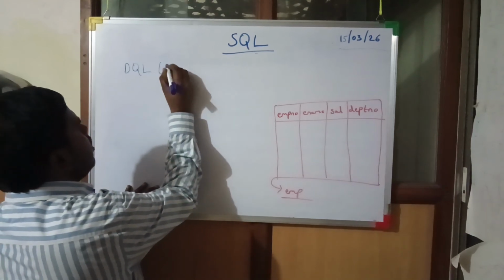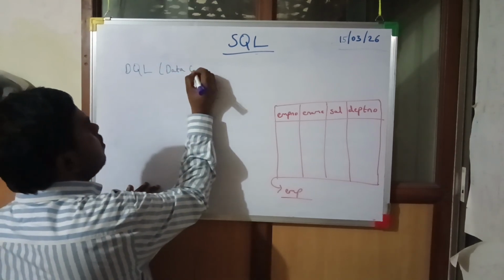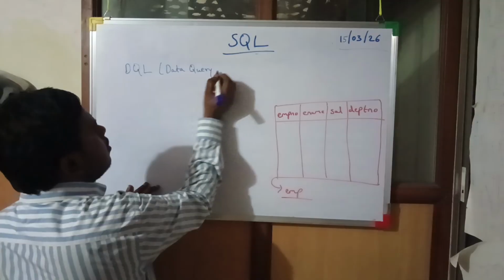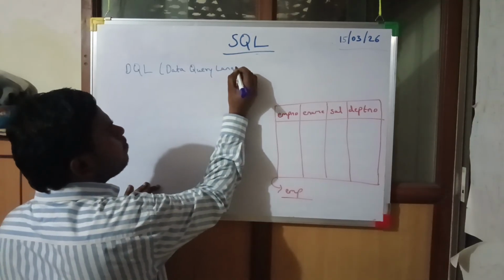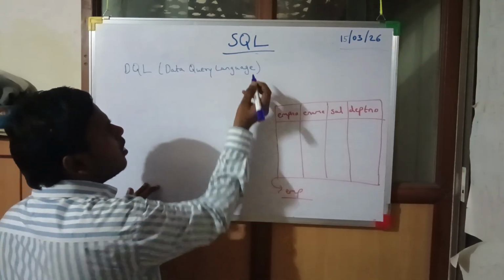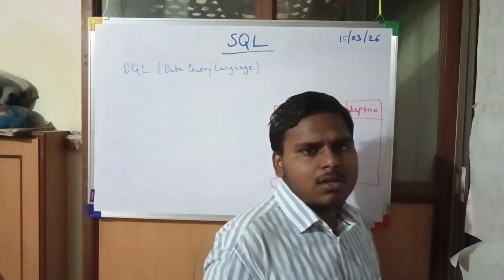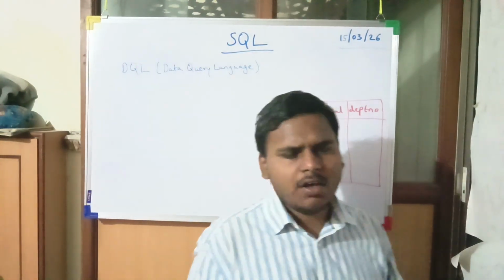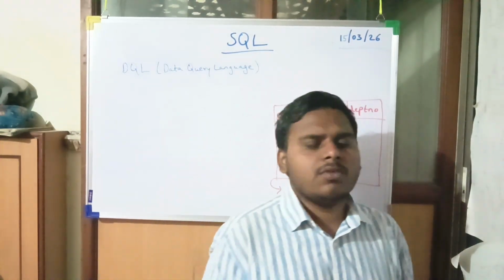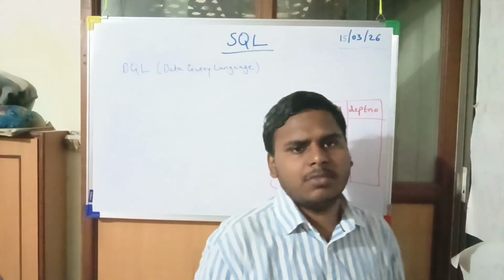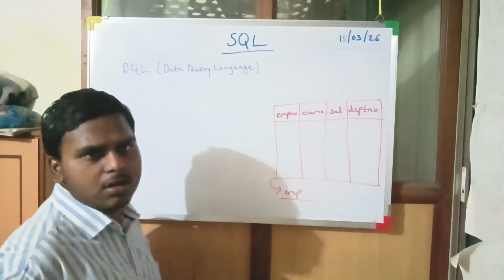DQL means Data Query Language. What is DQL? It is used to fetch the data from the database. We need to get useful information from the database, and for that we need a language called DQL.